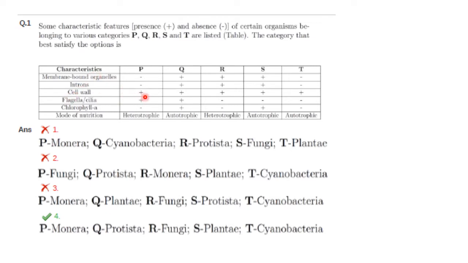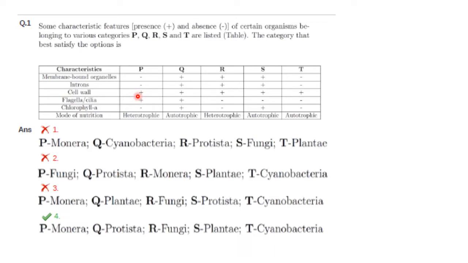Then cell wall is present in P, Q, R and S, and also in T. Then flagella or cilia is present in P and Q only, but R, S and T do not have flagella. Then chlorophyll A is present only in Q and S, so they are autotrophic. And T does not have chlorophyll A, but still it is autotrophic. So the mode of nutrition of P is heterotrophic, Q is autotrophic, R is heterotrophic, S is autotrophic and T is also autotrophic. So P will be Monera.